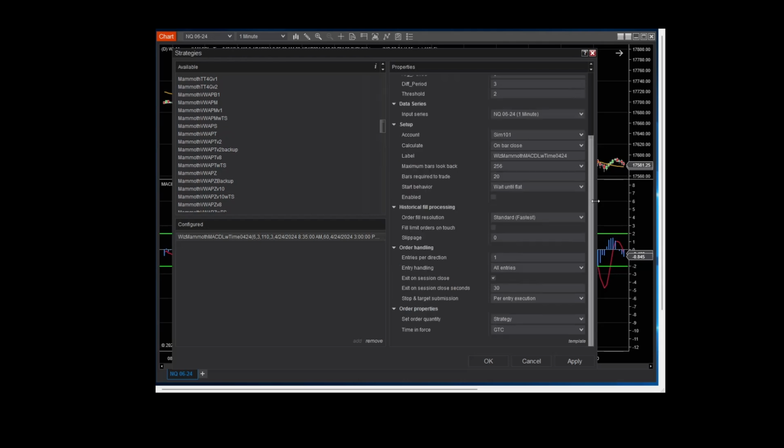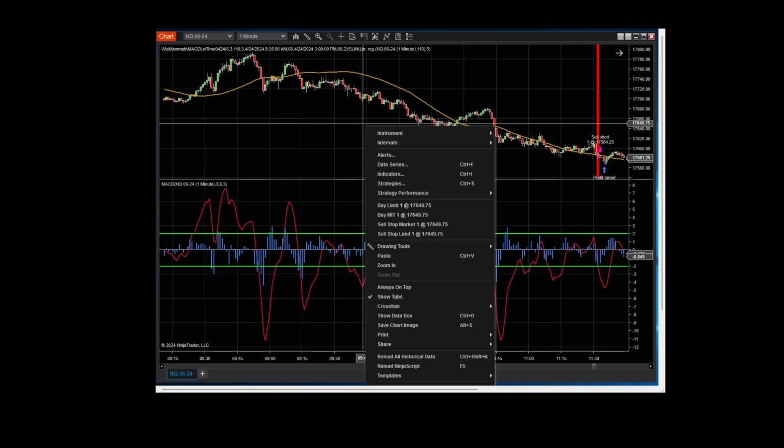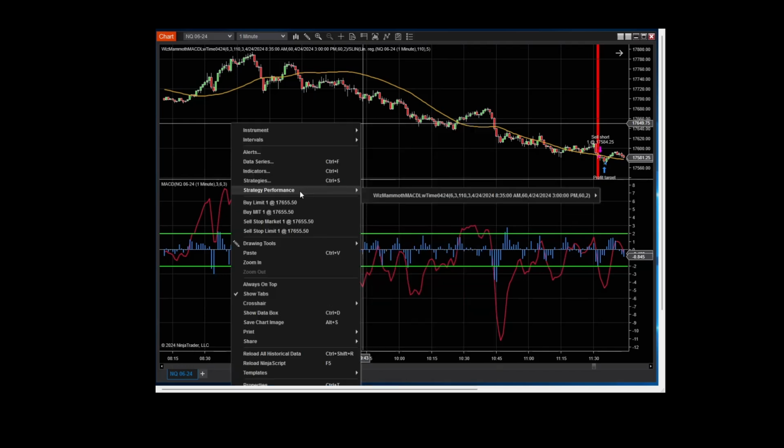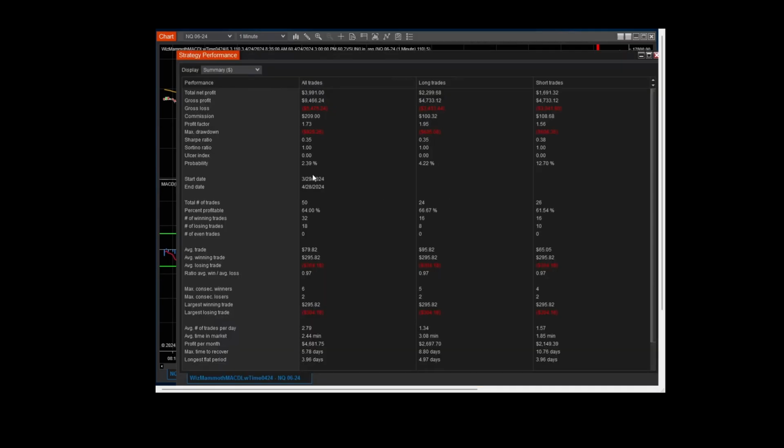Now let's enable this strategy, and I can give the performance report on the last 30 days. If you do a one-to-one risk reward ratio, you get 64% profitable, which is good. Anything above 60 is fantastic. So you have 18 losers and 32 winners, a total of 50 trades. The average trade is this, and the max drawdown is this number.